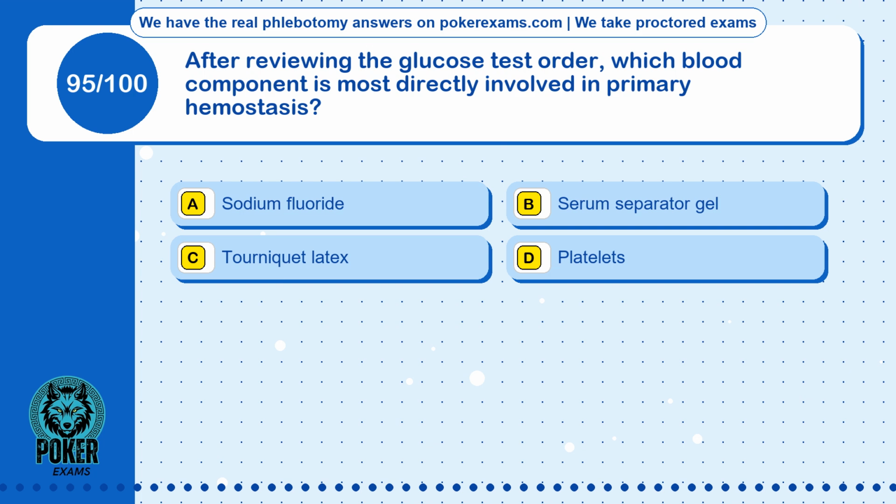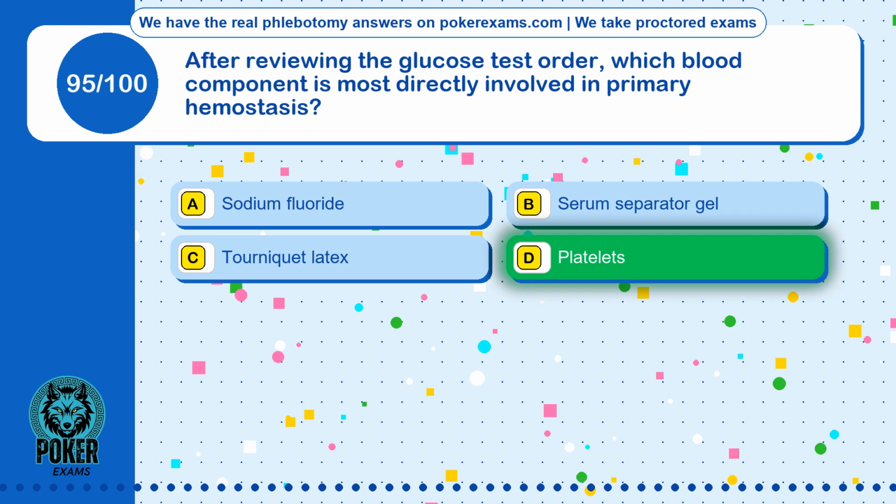Question 95. After reviewing the glucose test order, which blood component is most directly involved in primary hemostasis? Option A, sodium fluoride. Option B, serum separator gel. Option C, tourniquet latex. Option D, platelets. The correct answer is option D.